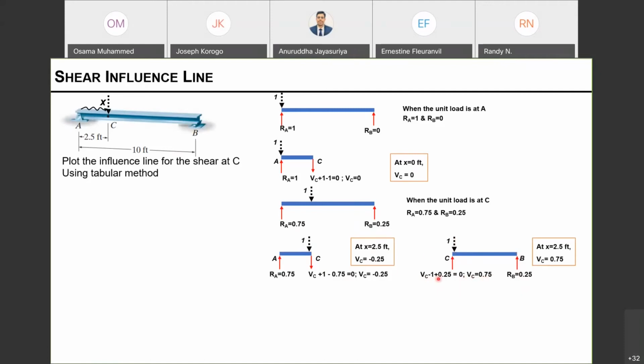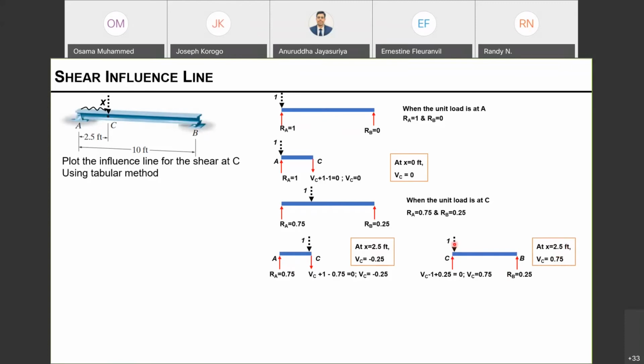So that means at X equals 2.5 feet, my shear has a negative value, and at the same time, my shear has a positive value. The reason is that as I move from A to C, my net shear is going to be negative. As soon as I pass this C, my shear is going to change to a positive value. That's based on my static equilibrium for the representative cuts. So we have two shear values at the same location.